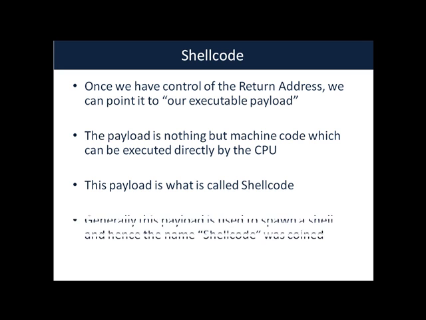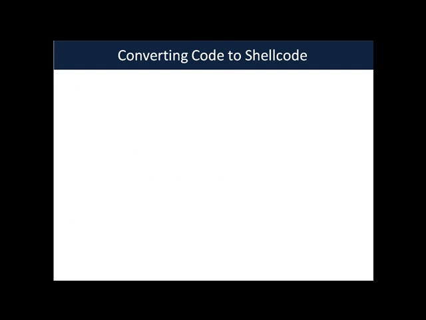Now the word shellcode was coined because initially this was almost always used to spawn a shell after the buffer overflow attack succeeded. So how do we go about writing this shellcode, or the machine code which we can use? In this video we will concentrate simply on how shellcode can be written, with a very simple example. So how do you do that?